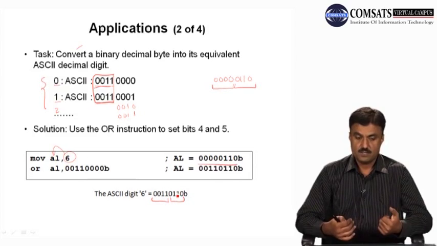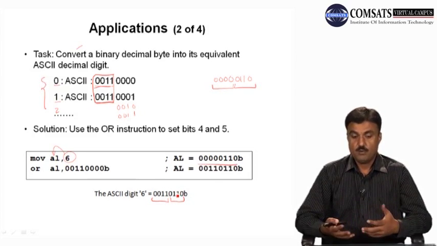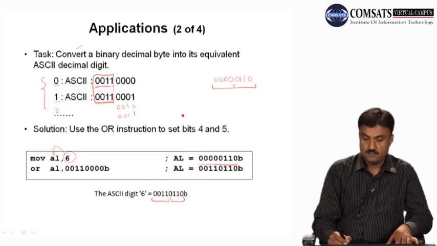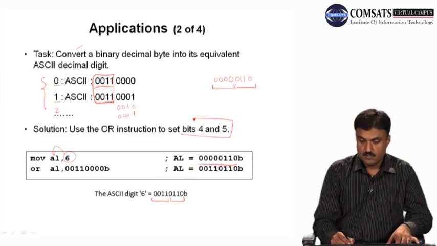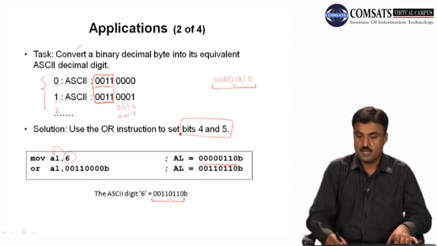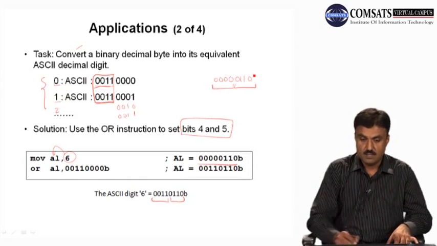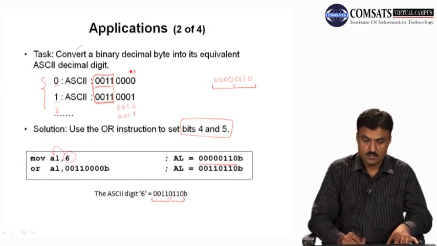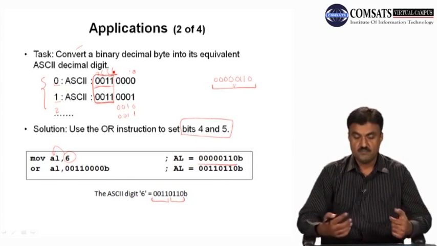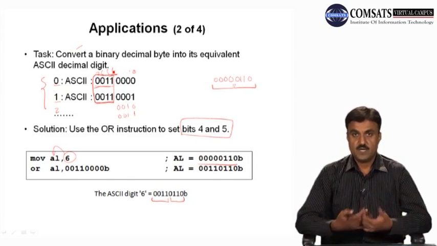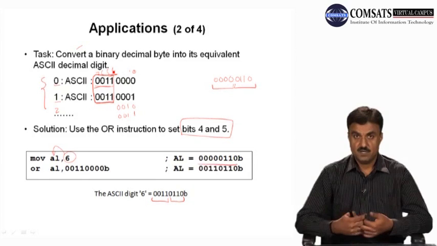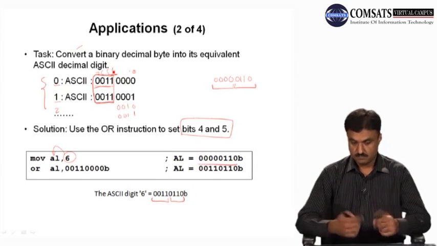So now we are going to perform an OR operation to set bit number 4 and 5, because this is bit number 4 and 5 (0, 1, 2, 3, then bit 4, bit 5), and then bit number 6 and 7. If we change these two bits, they will be equivalent to the ASCII decimal digit.